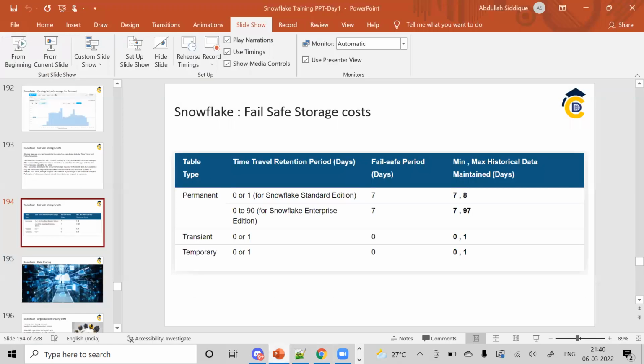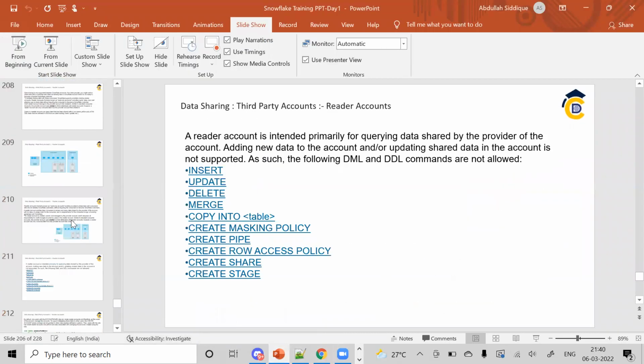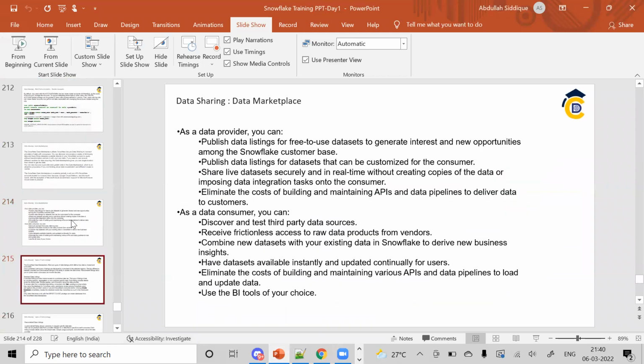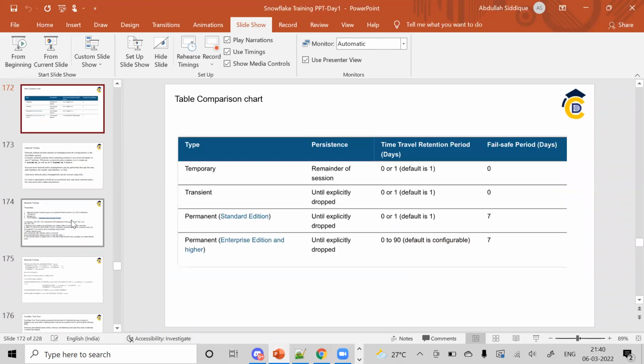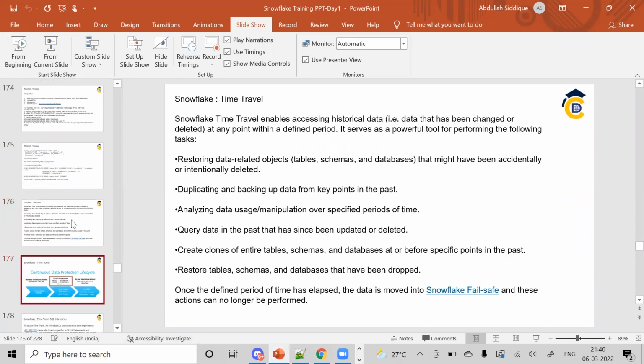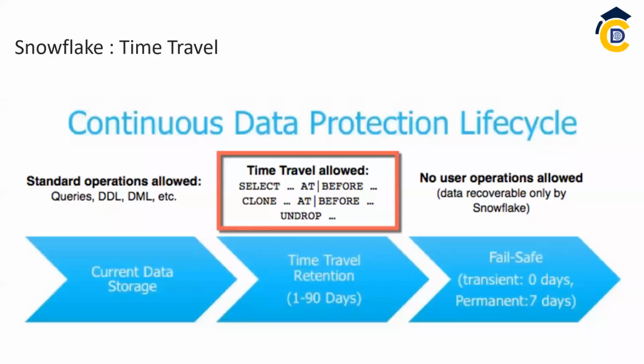So this is what fail-safe is, a theoretical topic. There is no demo on that as such. The only thing is that once you move out of your retention period of time travel, it is moving to the Snowflake fail-safe zone. This one.